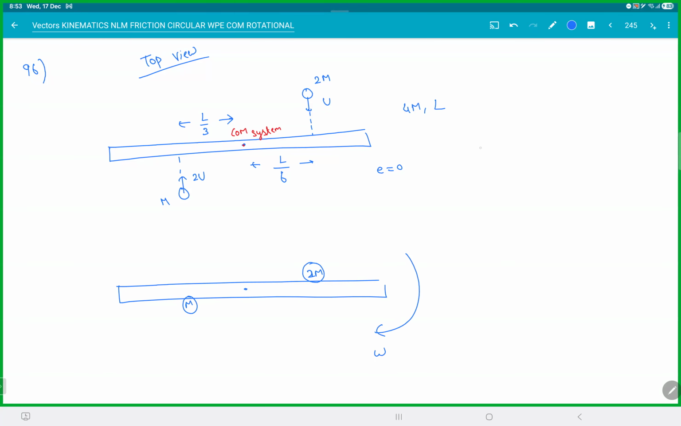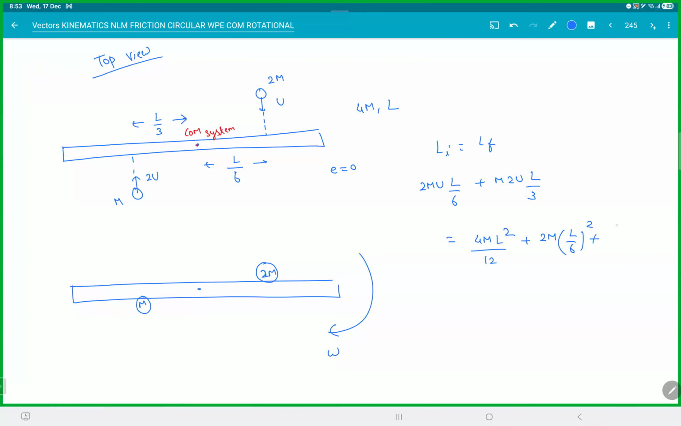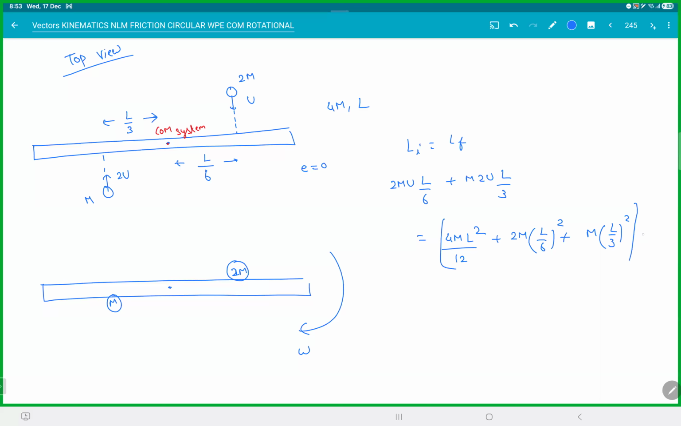So L initial is equal to L final: 2m u L by 6, plus m 2u L by 3, is equal to the moment of inertia of the rod, 4m L square by 12, plus 2m (L by 6) square plus m (L by 3) square, whole times omega. Is that clear, everyone? You can treat that whole rod as one system and finish it off. All clear with this?